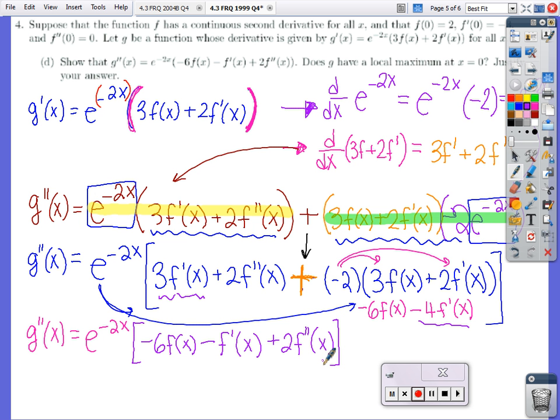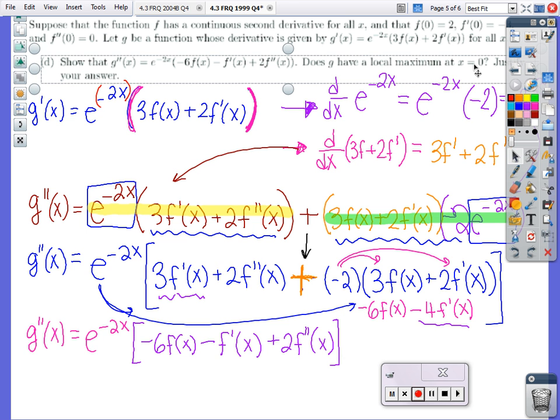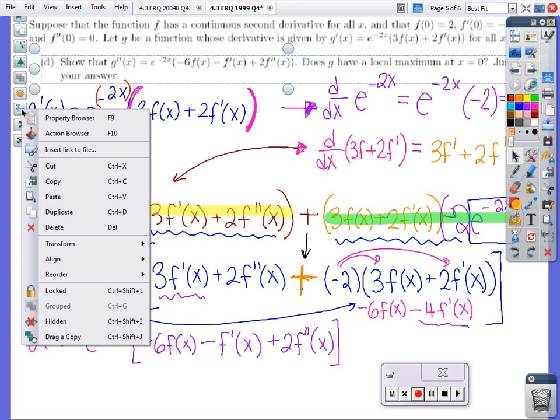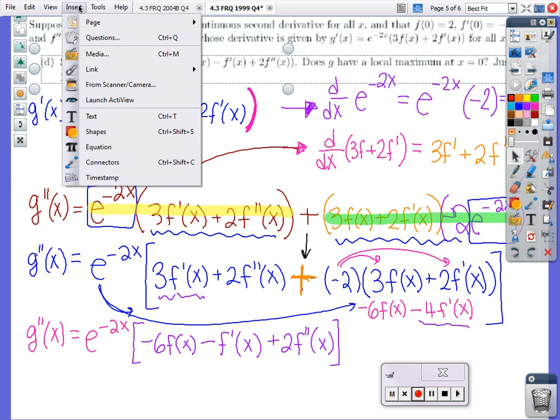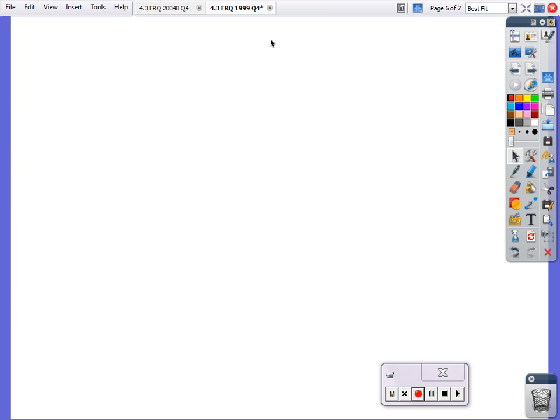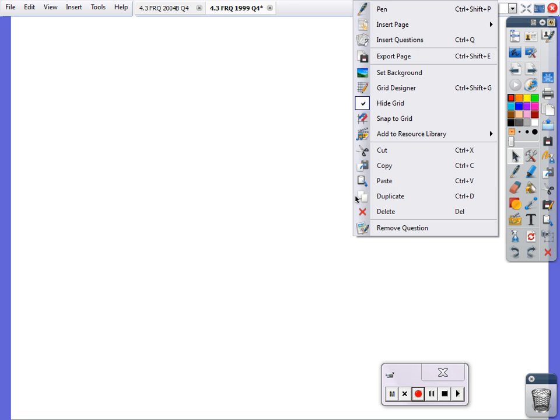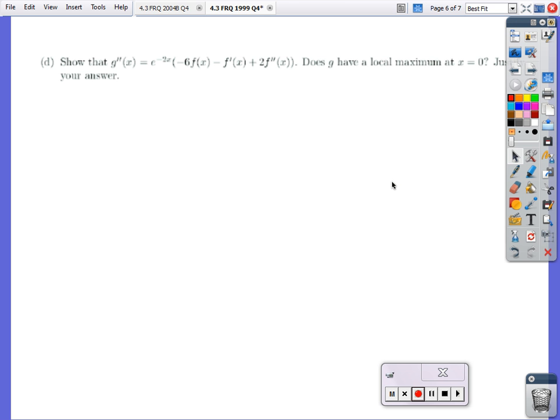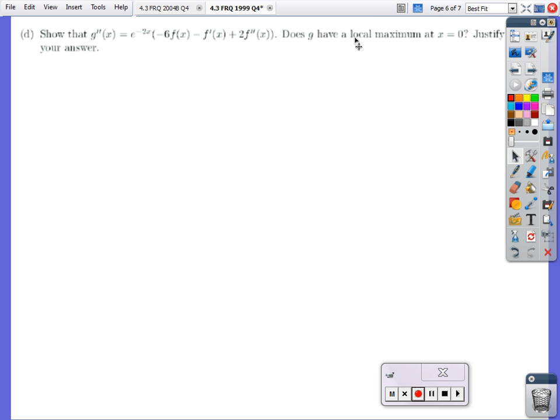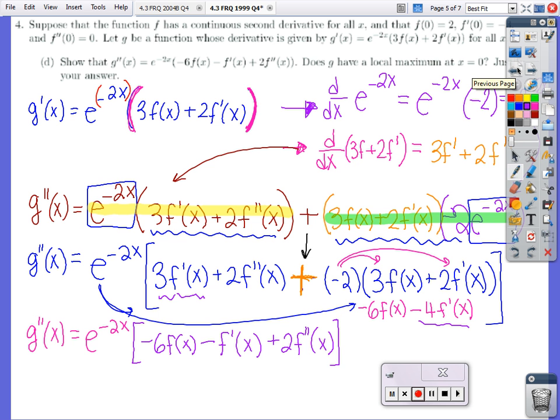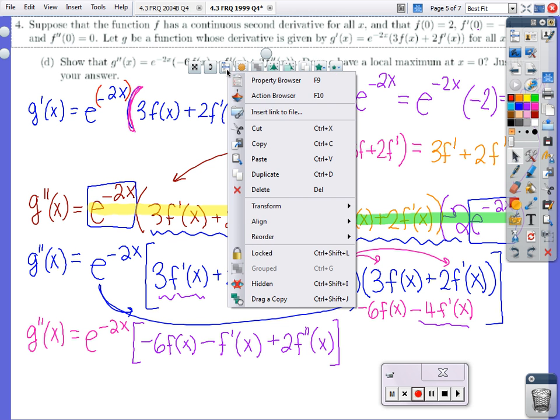Now, there was a part 2. Does g have a local maximum at x equal to 0? So I'm actually going to take that question to the next page. So we did get the second derivative. I want to go back and pick up the first part of the question because there's going to be information in there that we're going to need.